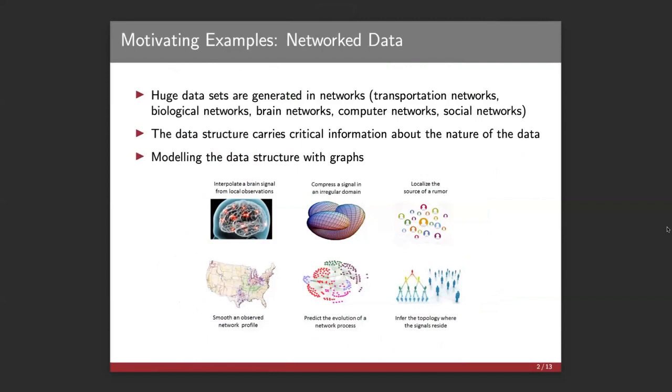To start, some motivating examples. As you already know, we have access to huge data sets which are generated in networks. Often the structure of the network is not available. We don't have access to it. So what we want to do is to learn that structure, because it carries very important information about the nature of the data. How do we do that? For that we use graphs.